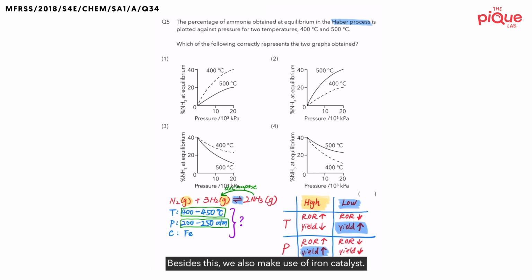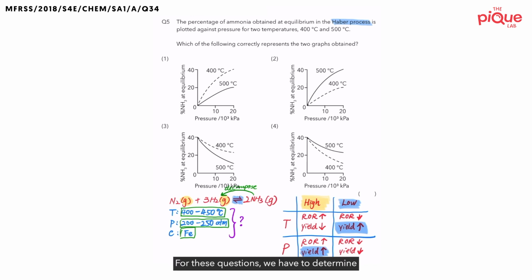Besides this, we also made use of iron catalyst. Can you still remember the role that iron catalysts play? The iron catalyst provides an alternative reaction pathway with lower activation energy. There is a greater proportion of particles with energy equal or more than the activation energy, which eventually increases the frequency of effective collision, increasing the rate of reaction, thereby favoring our ammonia production.